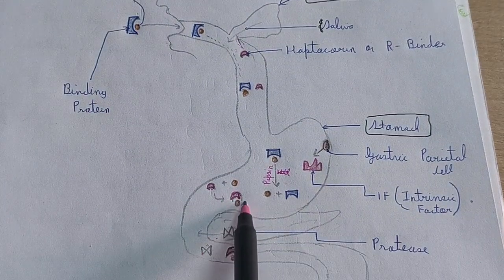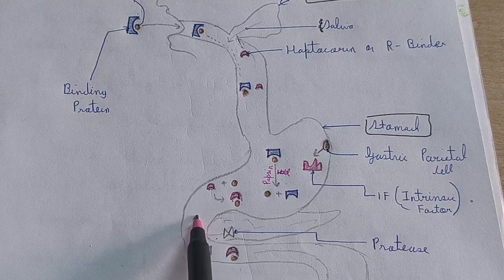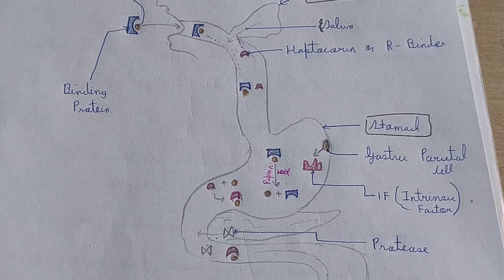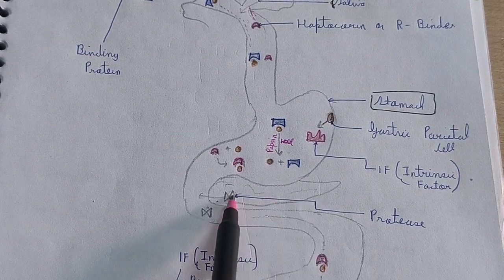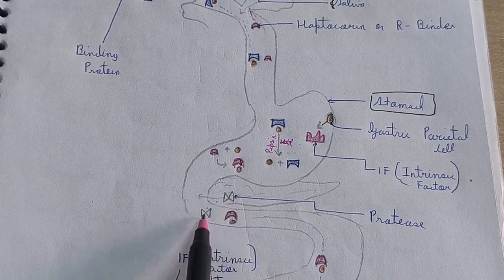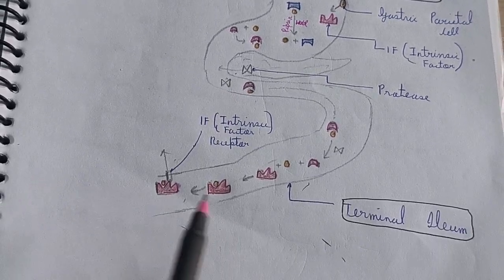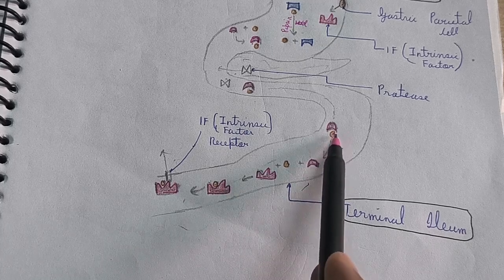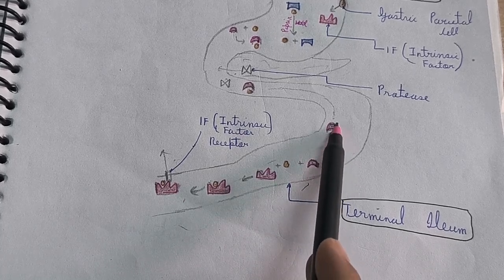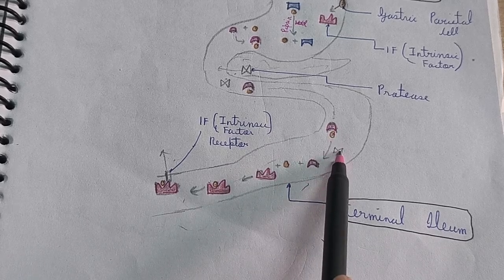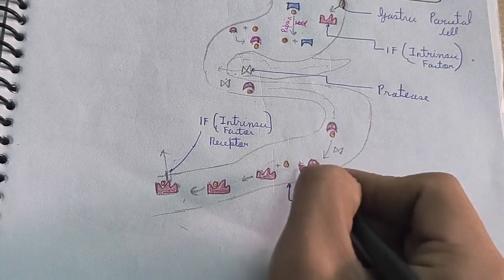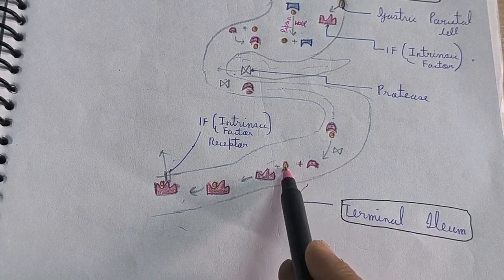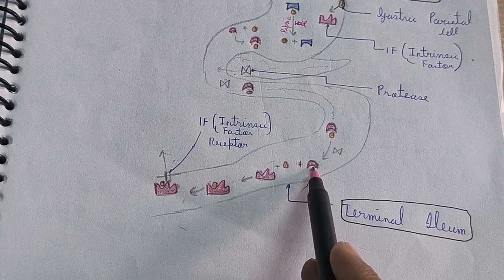Now the vitamin B12 haptocorrin complex passes through the duodenum, and then it comes into the ileum. Here this is the pancreas, and the pancreas releases an enzyme, basically a protease enzyme. This is the terminal ileum region. In the terminal ileum, the vitamin B12 haptocorrin protein complex is there. Due to the action of this protease, the haptocorrin protein gets separated from vitamin B12.